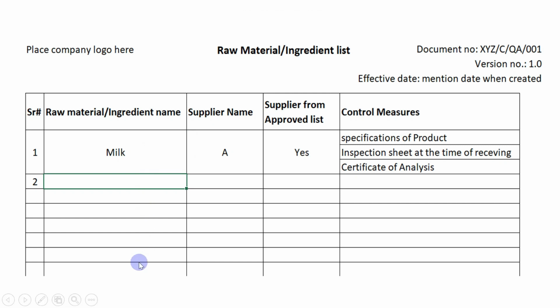And I just want to mention one thing: maybe you have in your mind the question whether the supplier list and raw material list can be clubbed or not. I would suggest making them separately, otherwise one list is going to be very complicated.